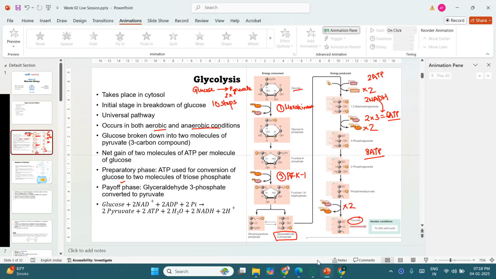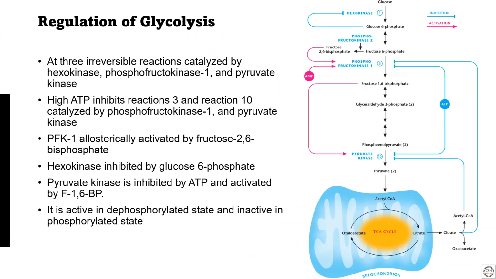Okay, so we will continue and move further ahead. Now one more concept which was discovered is regulation of glycolysis. So how is the glycolysis pathway regulated? The glycolysis pathway is regulated at three main steps: step number 1, step number 3, and step number 10. So these are the three steps where glycolysis is regulated.